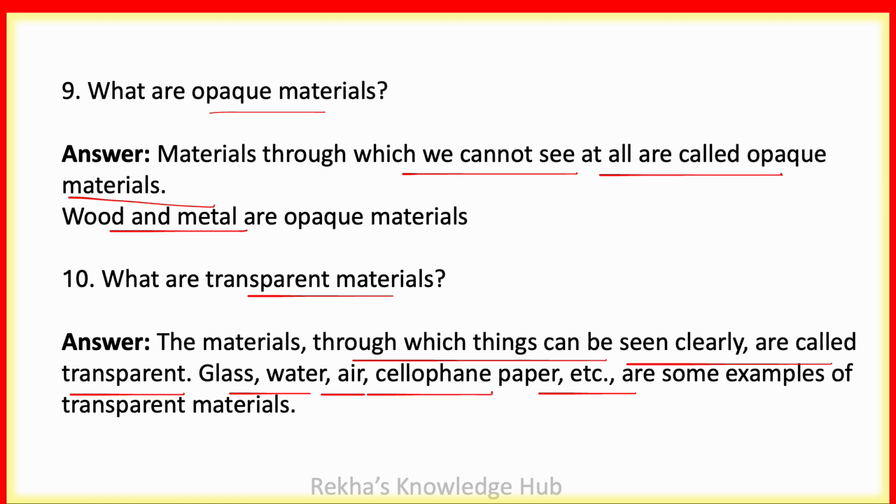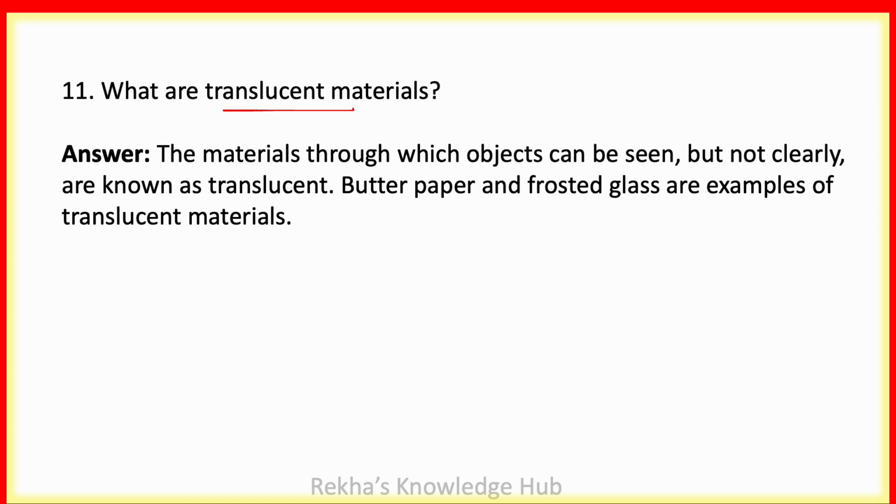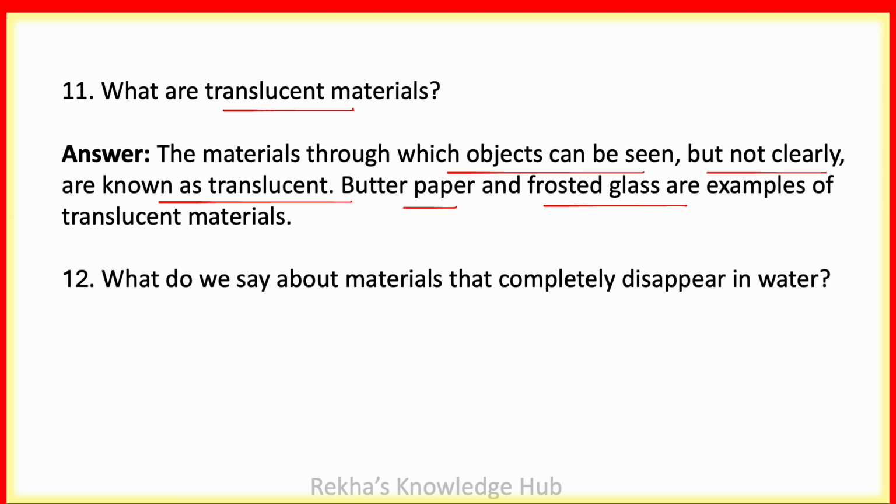They are transparent materials. What are translucent materials? The materials through which objects can be seen but not clearly are known as translucent materials. Butter paper and frosted glass are examples of translucent materials. So the materials through which we can see partially but not clearly are called translucent materials. Example, butter paper, frosted glass.